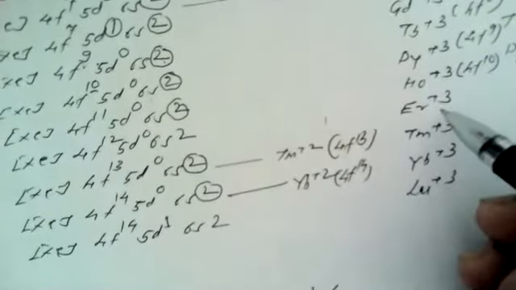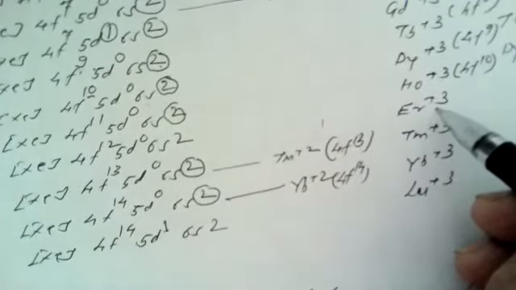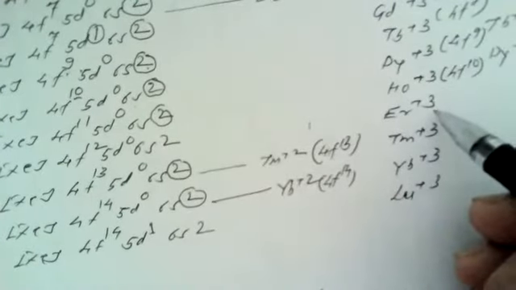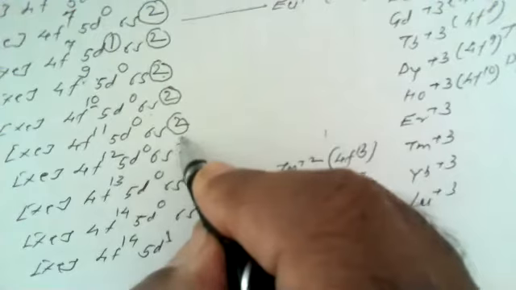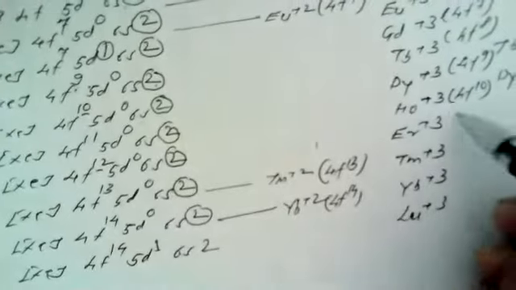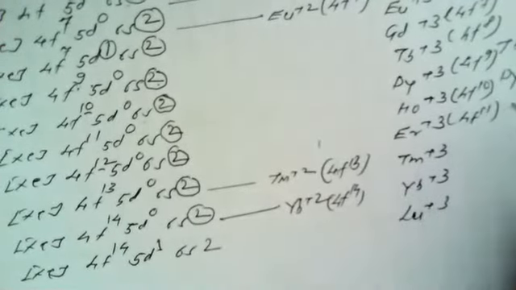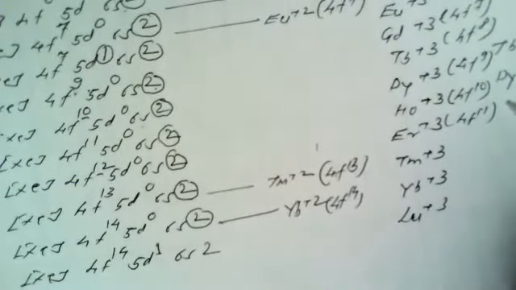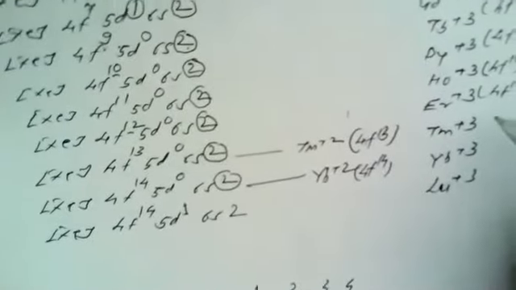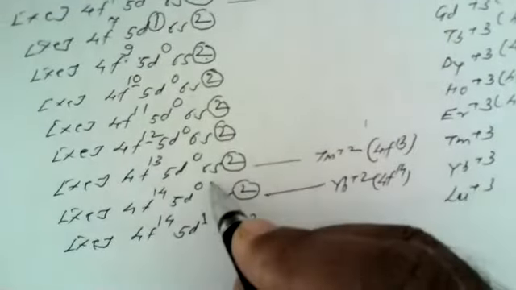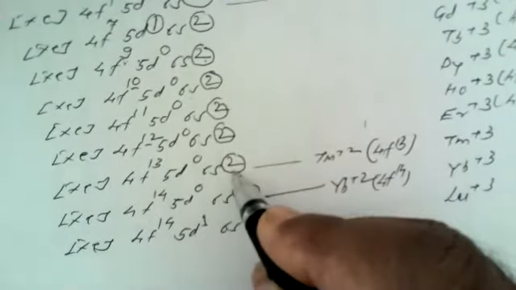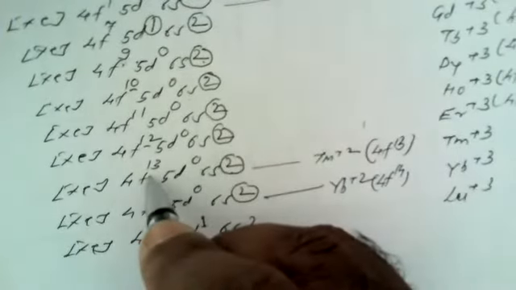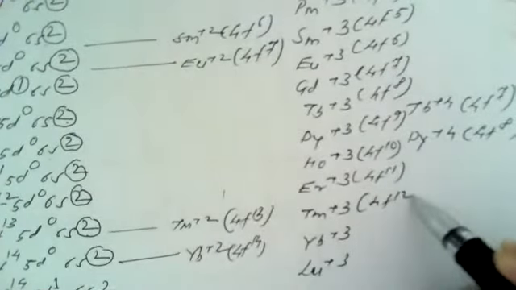Then come to erbium, atom number 68. To show +3 oxidation state by erbium, it should lose 2 electrons from 6s and 1 electron from 4f12, which leaves behind 11 4f electrons. So 4f11 is the outermost electronic configuration of erbium. Now come to thulium. To show +3 oxidation state by thulium, it should lose 2 electrons from 6s and 1 electron from 4f13, which leaves behind 12 electrons. So 4f12.